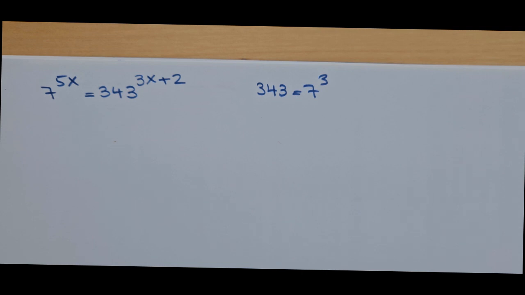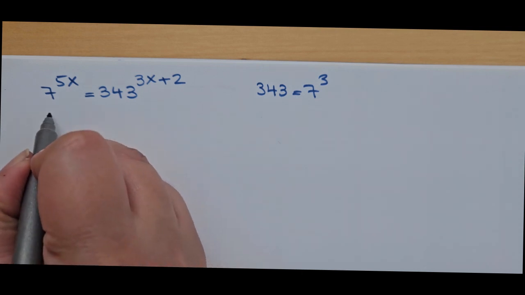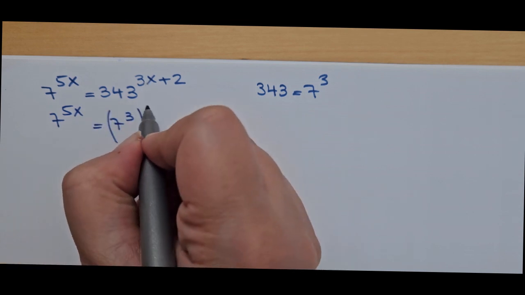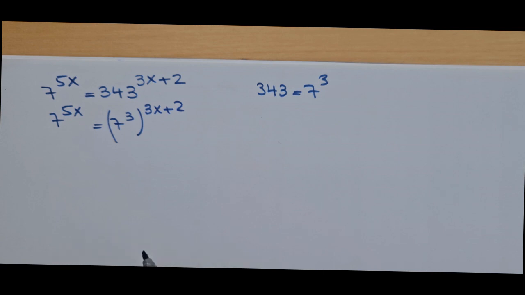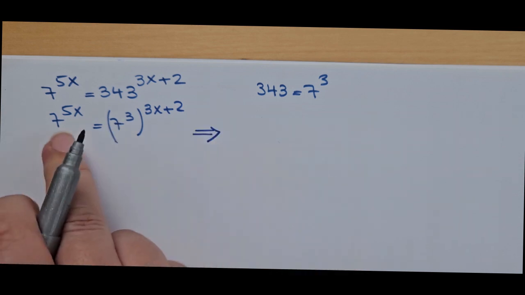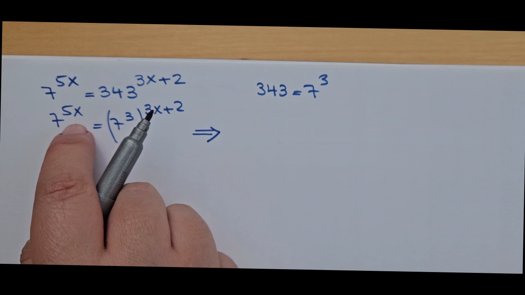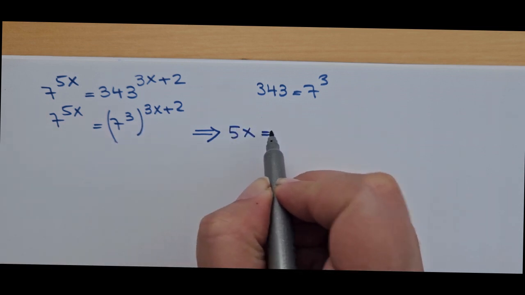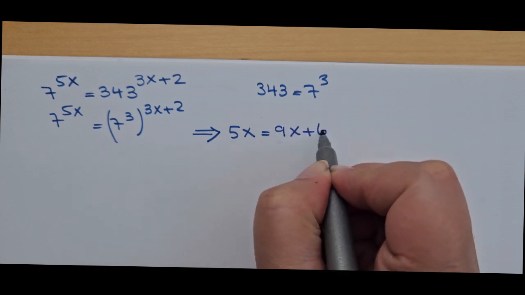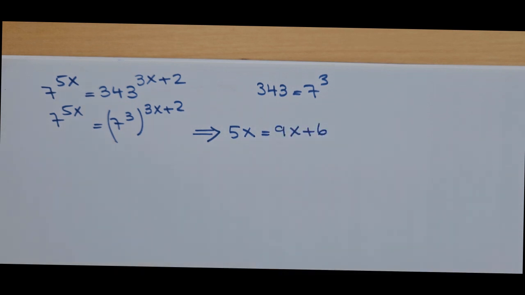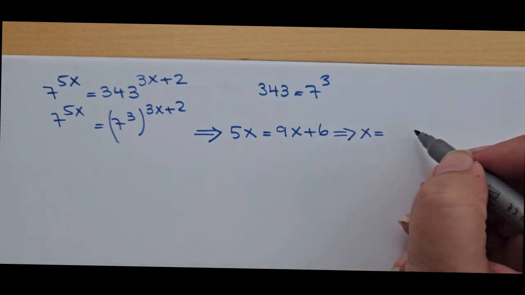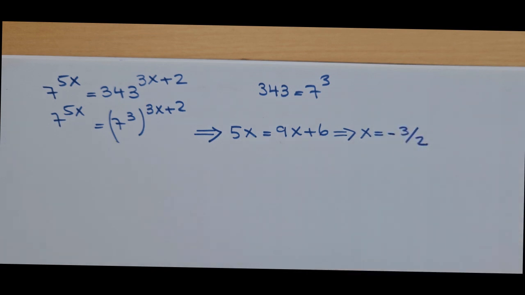Here, what I know is 343 is actually 7 to the power 3. So now, in the next step, I simply substitute 343 with 7 to the power 3. Now it's 3x plus 2. From here the bases are equal, so now the powers must be equal. So 5x is equal to 9x plus 6. And then if you solve this linear equation, you will find the final value of x to be negative 3 divided by 2.